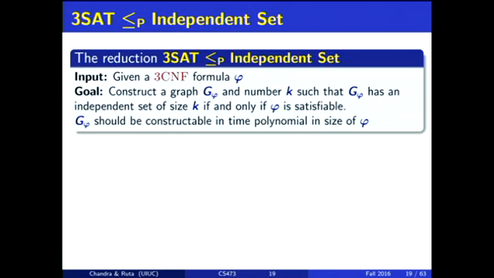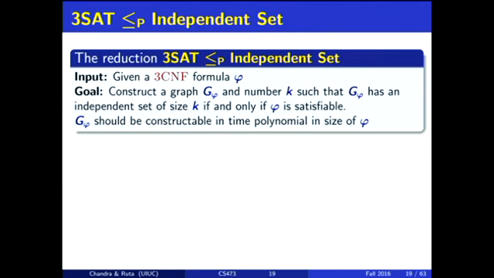So the question is, how do we convert a formula into a graph such that independent sets correspond to satisfiability? We should also think about what it means. That seems a little strange, because how do we know that this formula is satisfiable if the graph has an independent set? It means the reduction also has to tell us how to convert an independent set into a satisfying assignment. Ultimately, how do we prove that the reduction is correct?